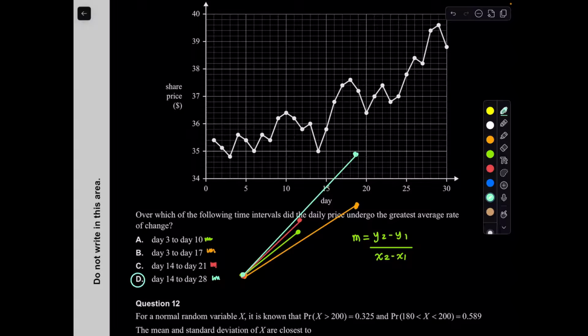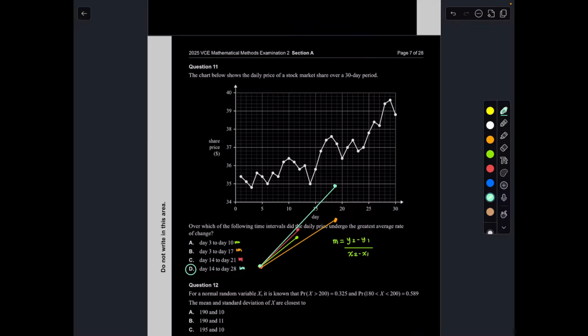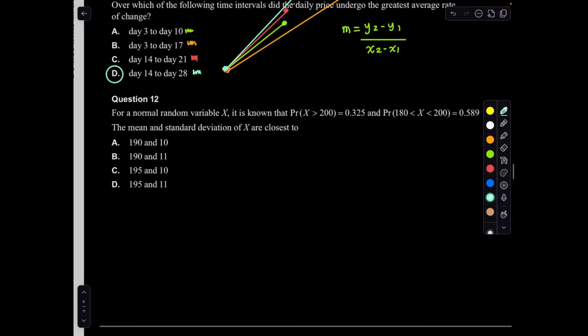Now, that's just by visually looking at it on the iPad, of course. To be safer, what you want to do is just calculate y2 minus y1 for all of them. It's not even that bad. Yeah, easy. So, 11D. Next question is question 12.